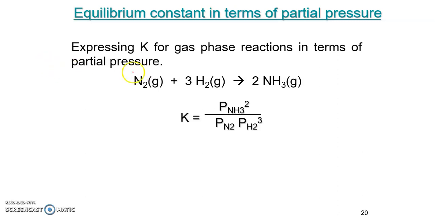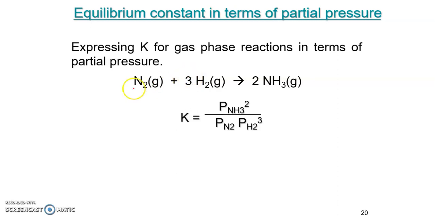And now let's continue with equilibrium constant in terms of partial pressure. For example, if the question asks us to express K, the constant for a gas phase reaction, in terms of partial pressure, given this reaction of the formation of ammonia from nitrogen and hydrogen.